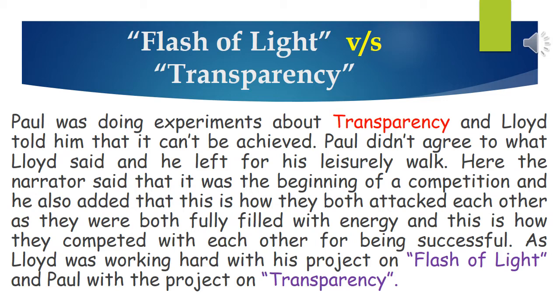Flash of light versus transparency. As you have learned, Paul was doing experiments about transparency, and Lloyd told him that it can't be achieved. Paul didn't agree with what Lloyd said, and he left for his leisurely walk. Here, the narrator said that it was the beginning of a competition, and that this is how they both attacked each other, as they were both fully filled with energy, and this is how they competed with each other for being successful.